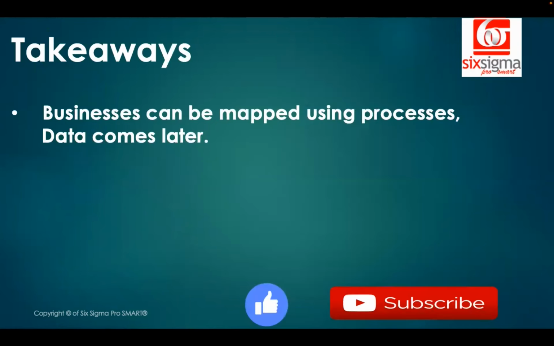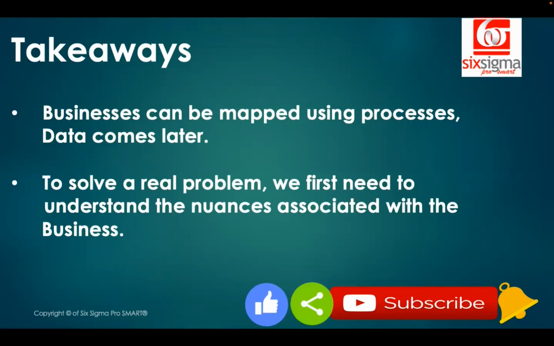So let's summarize the key takeaways from this video. First of all, businesses can be mapped using processes. Data comes later. Second, to solve a real problem, we first need to understand the nuances associated with the business. Anybody today can take a data and put it to a model. Most of this is getting automated. If you really want to create a differentiator for yourself, you have to do a little more than what the machines can do. And that might require you to understand the business a little better.